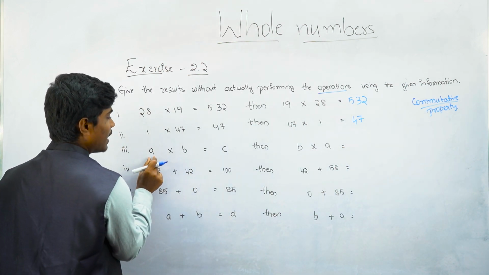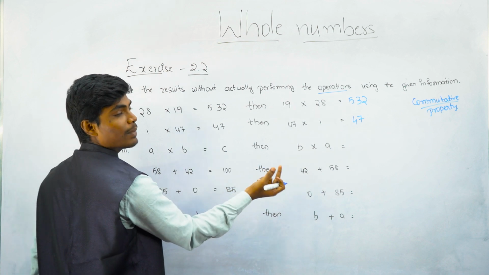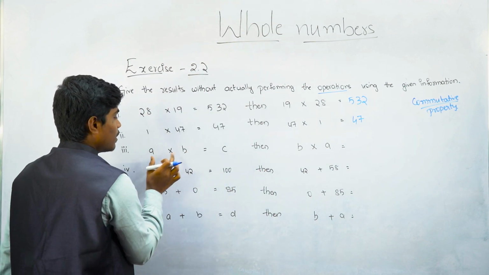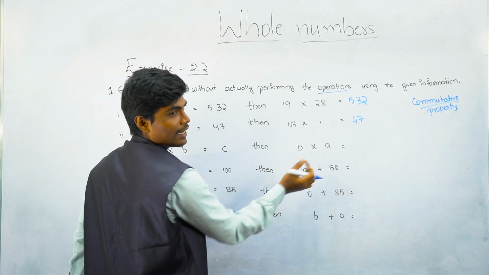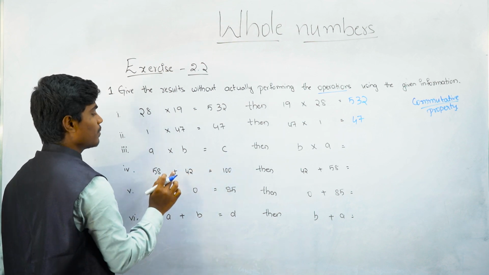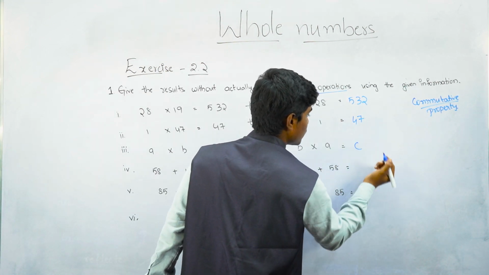See, here he multiplied A with B. The answer is C. Here he multiplied B with A. The two numbers are B, A and A, B, but the answer will be the same. So the answer is C.